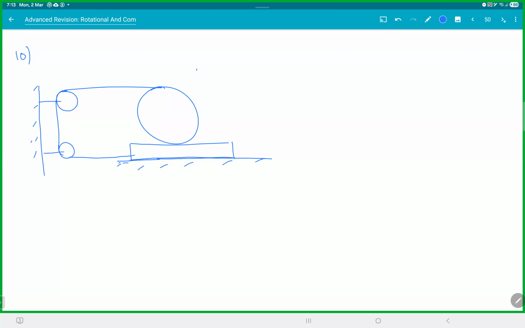So we have a solid cylinder of mass m and radius R. This is a plank of mass m. Here we have a string which is tied around the cylinder. This string goes from here, goes over the pulley and comes back to the plank. This is the string. The ground is smooth. There is no slipping between the cylinder and the plank.